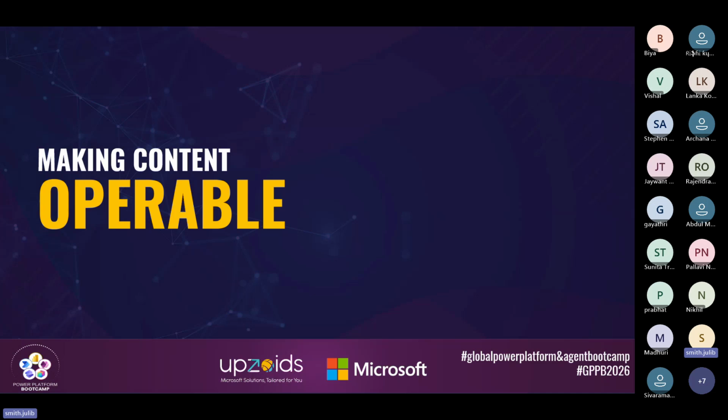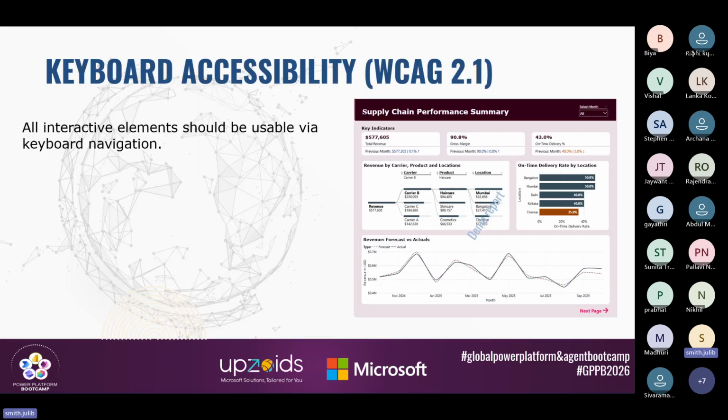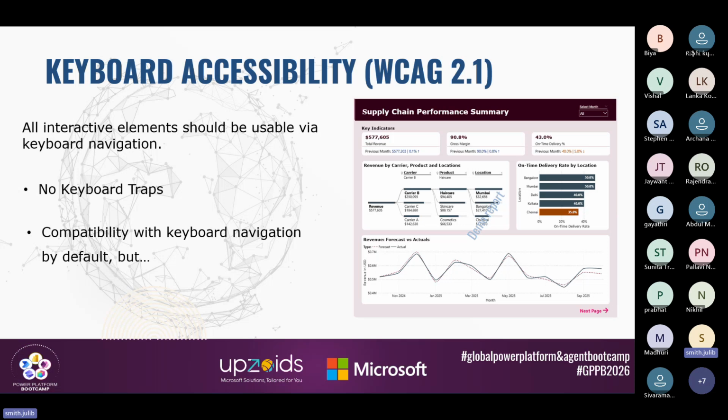Next, let's have a look at how we can make content operable. So think about what WCAG states: keyboard accessibility, where all interactive elements should be usable via keyboard navigation. And that means they should not have any keyboard traps. So you should be able to get in and out of interactive elements without getting stuck. And Power BI is compatible with keyboard navigation by default.